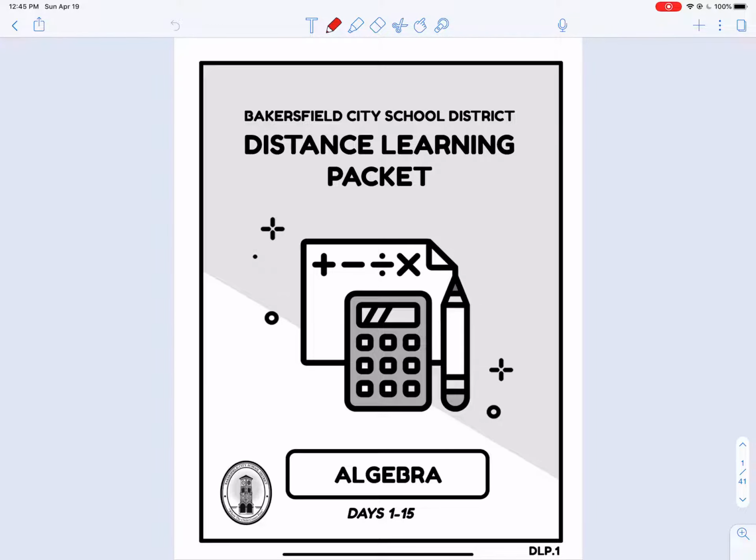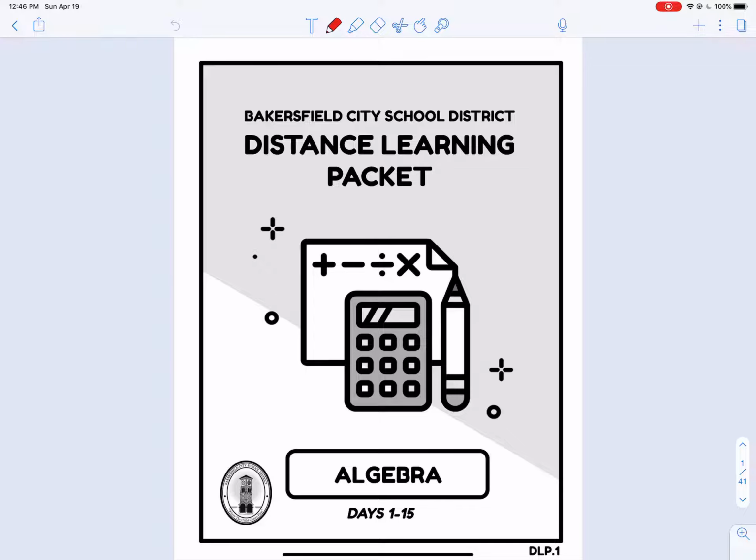Okay, so this is going to be help for the algebra distance learning packet. This will actually be the first algebra packet that you have received, and you should have received it at some point last week. It is for the algebra students, and it is basically part of what you should know before you go on to your class in high school.